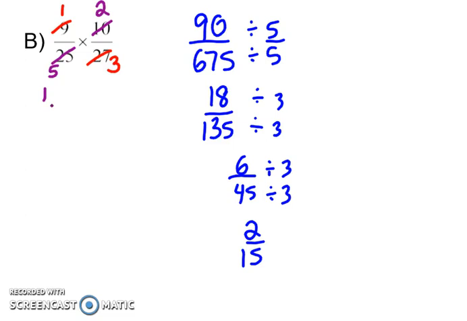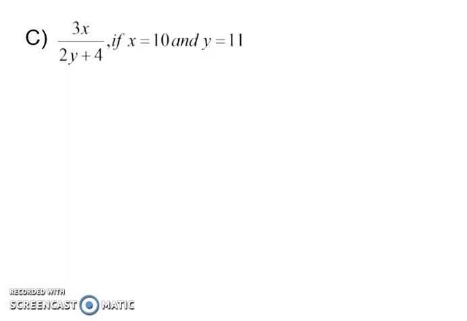So really what I could be looking at is 1/5 times 2/3. And that would give me 2/15. So it's a little bit faster way to simplify this problem. It's your choice though. And the final one here.